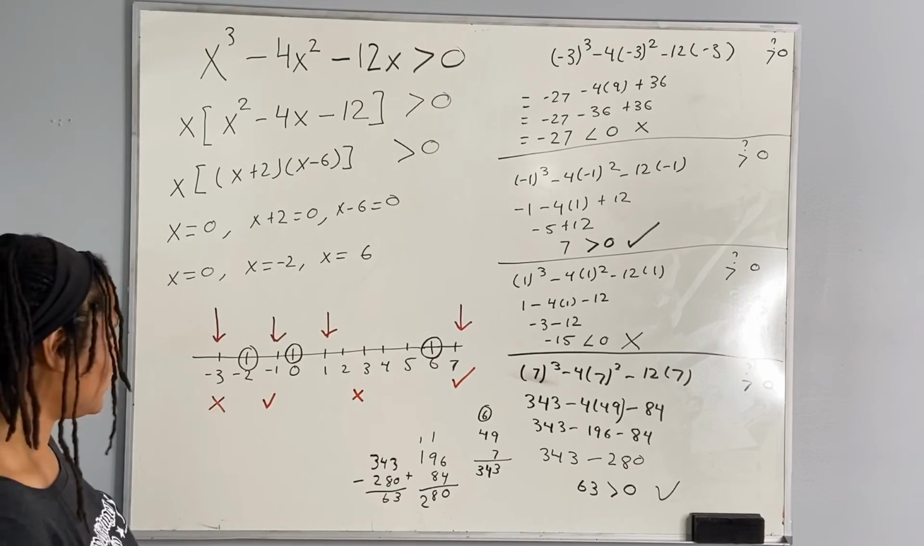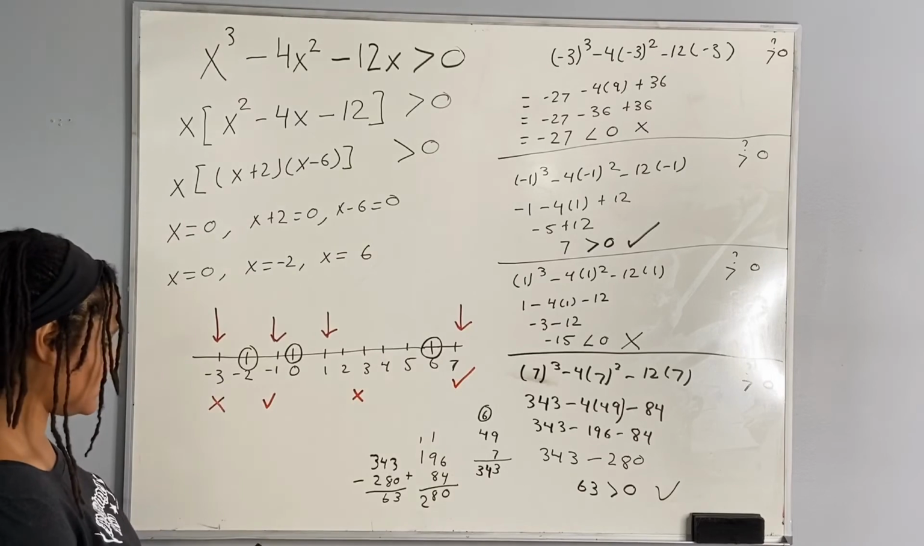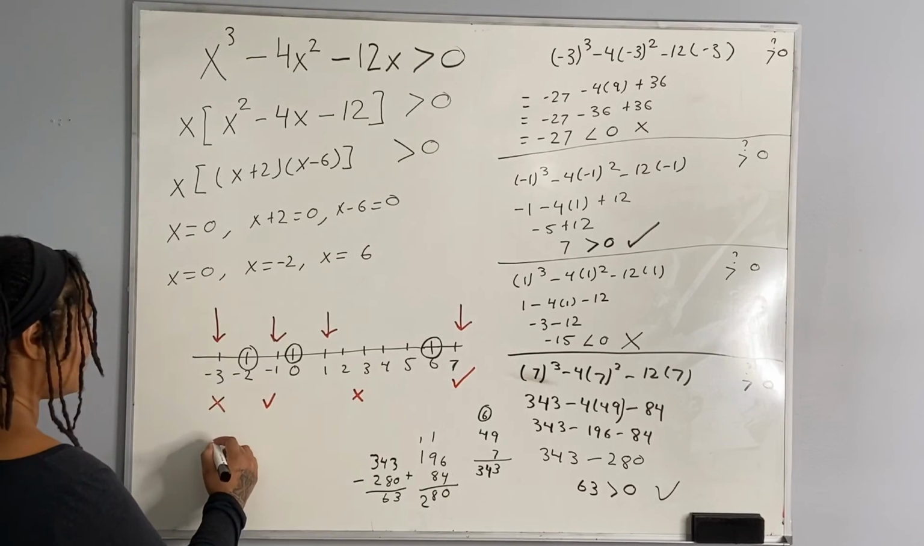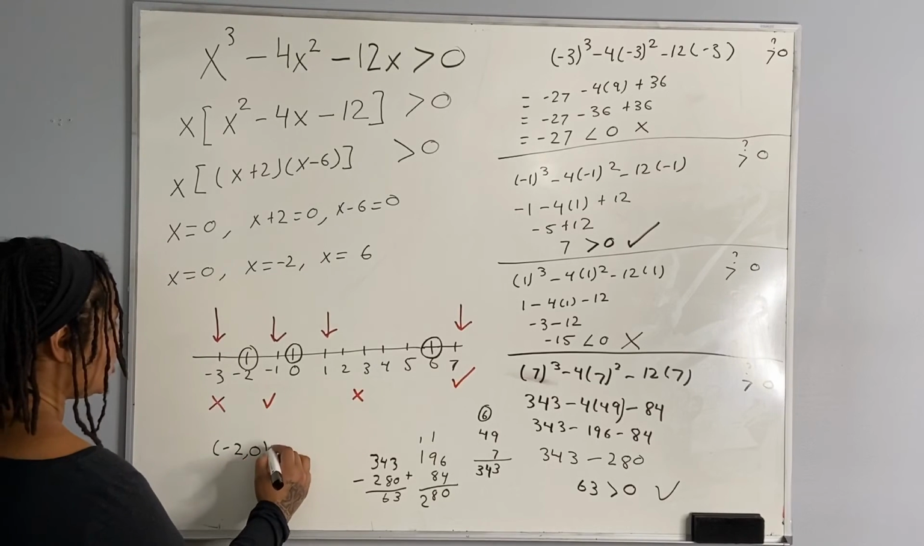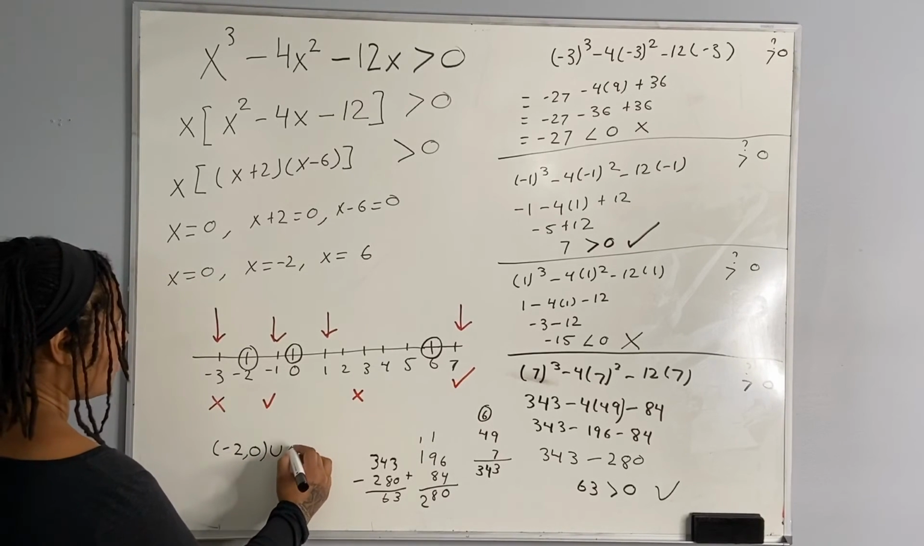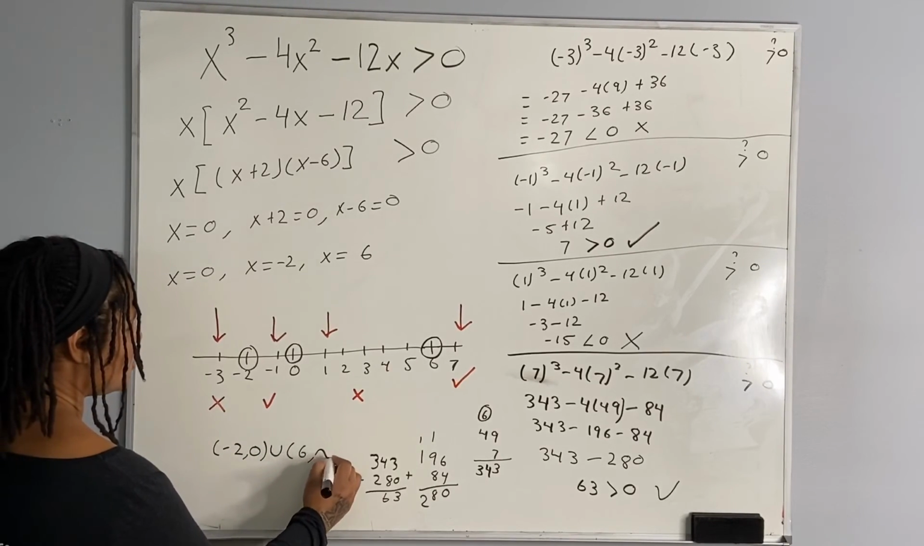So we write our final answer as from negative 2 to 0, union from 6 to infinity.